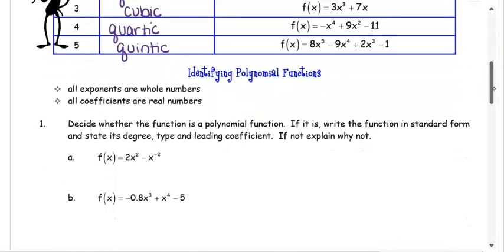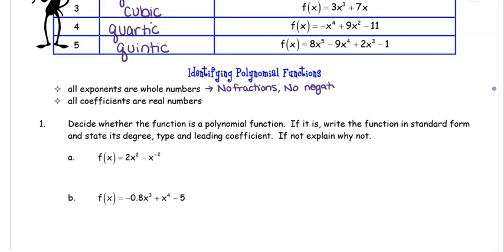So when we want to figure out if a function is a polynomial function or not, two things need to hold true. First of all, the exponents need to be whole numbers. That means there are no fractions, no decimals, and no negative numbers, and that is in our exponents. All coefficients also need to be real numbers, which means we don't have any imaginary numbers.